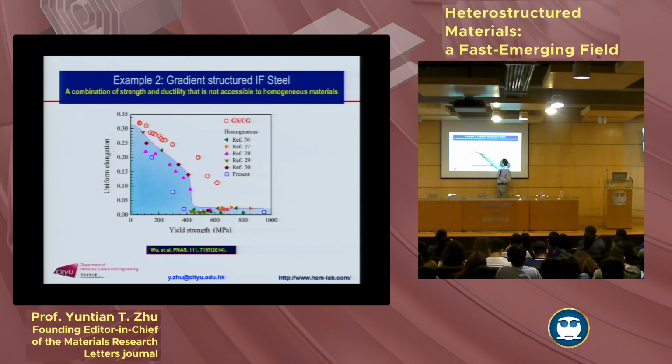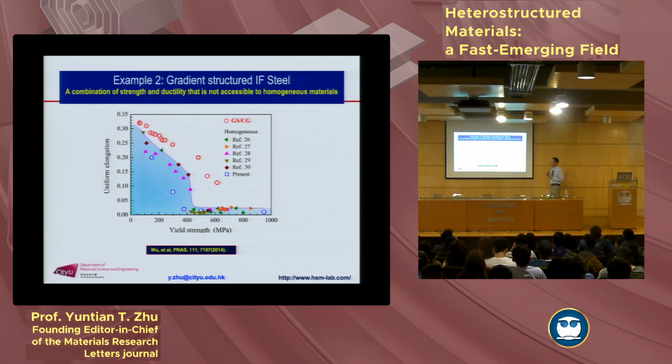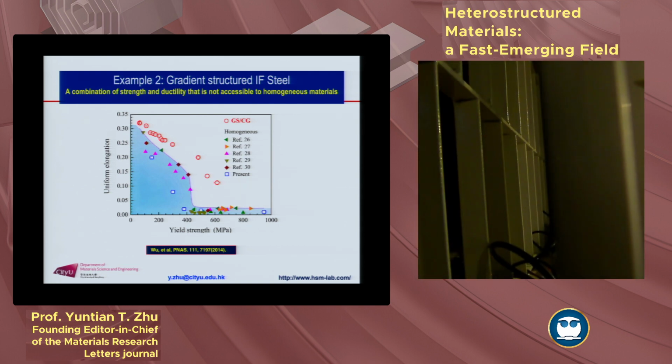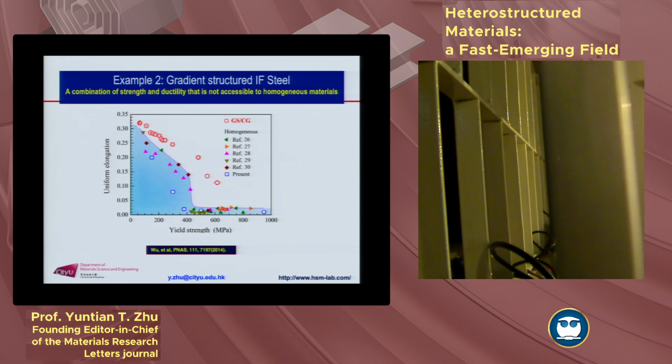So this is the strength. This is the ductility. As the grain size becomes smaller, it becomes stronger. The ductility will become lower and lower. Above 400%, the ductility reduces to about 2%. For 2%, you will not use that anymore. Ductility is too low. However, we use this gradient structure at about 600 megapascal, and the ductility is still about 10%.